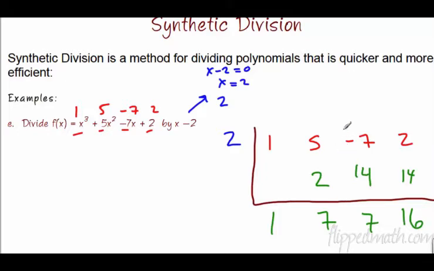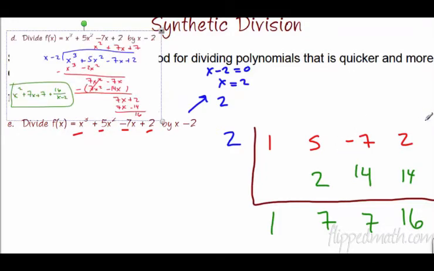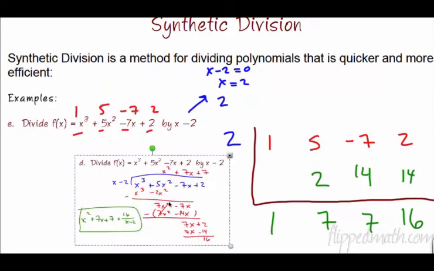I don't know if you're ready to be impressed, but you better buckle down because check this out. Booyah! Here's the answer from the last problem that we got. Let's put it down here. Let's look at our answer for both of these. This is 1x squared plus 7x plus 7. The remainder was 16.